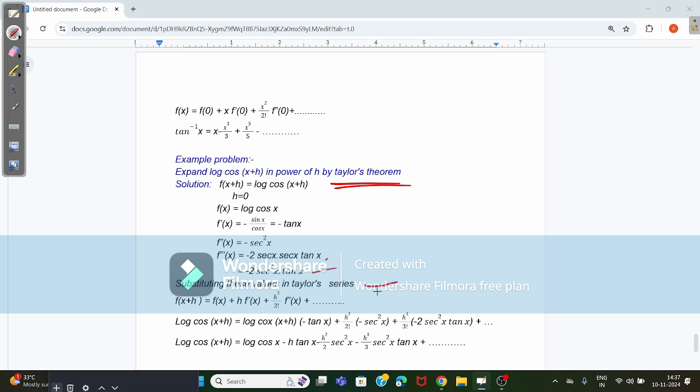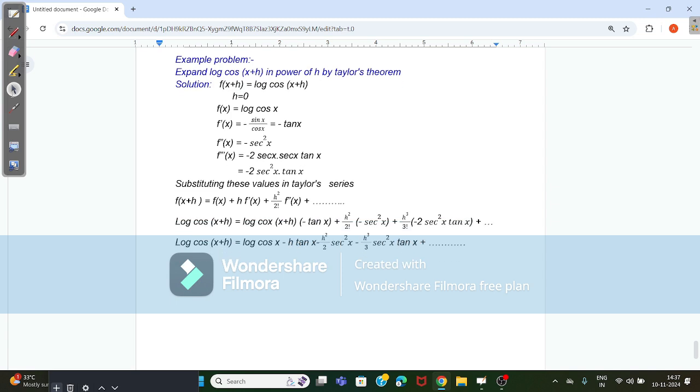Substituting these values in the Taylor series gives f of x plus h is equal to f of x plus h into f dash of x, plus h square by 2 factorial f double dash of x, and so on. Now this gives log of cos of x plus h equals log cos x minus h tan x minus h square by 2 factorial secant square x minus h cube by 3 factorial 2 secant square x tan x, and so on. Okay, this is the required answer which has been formed here.